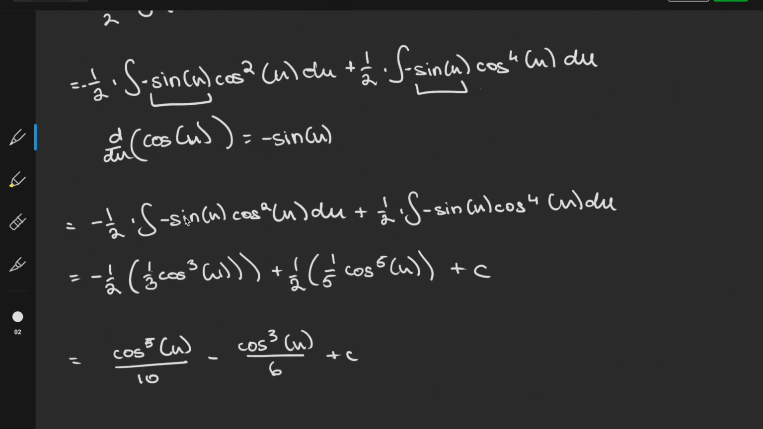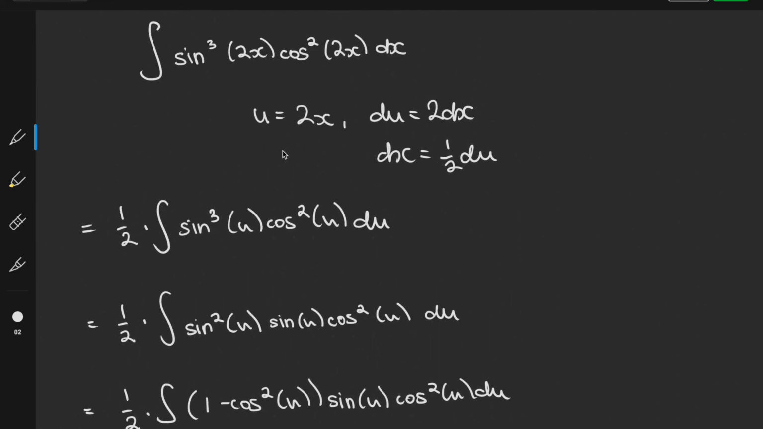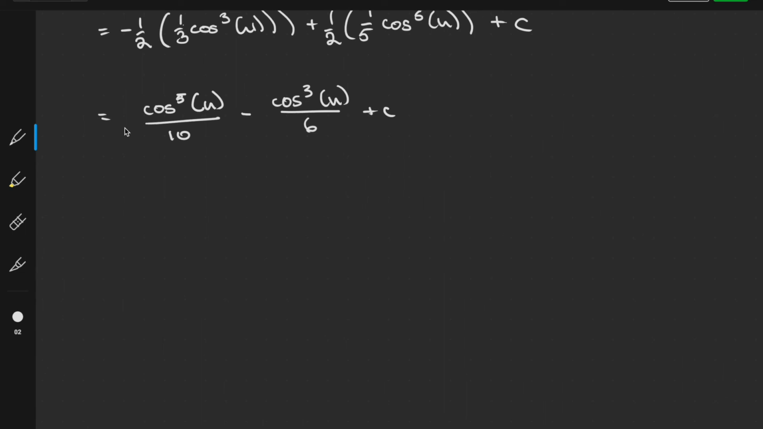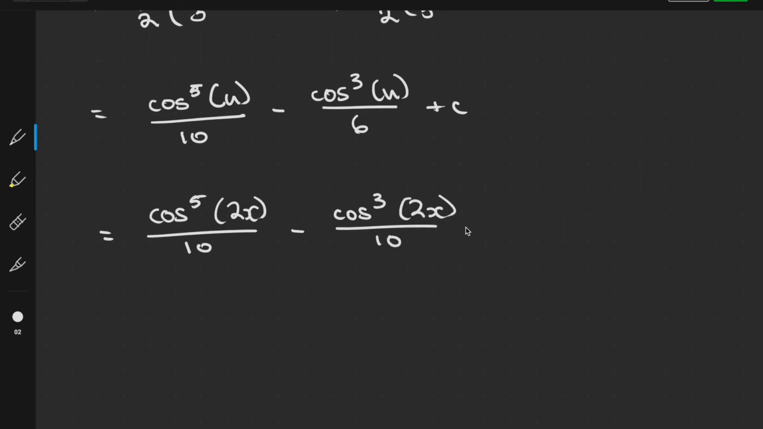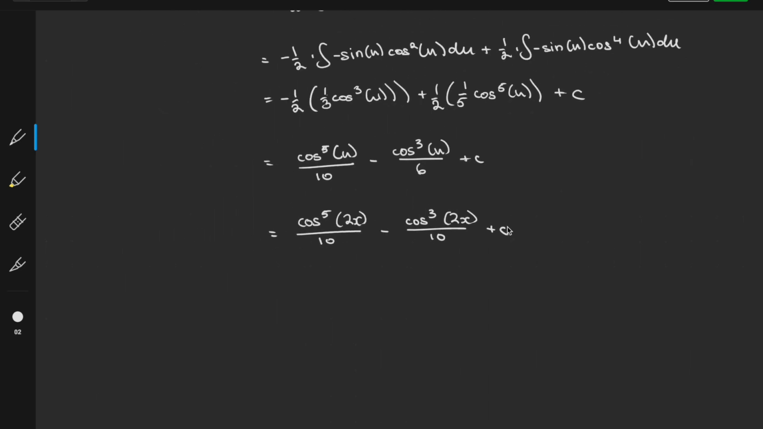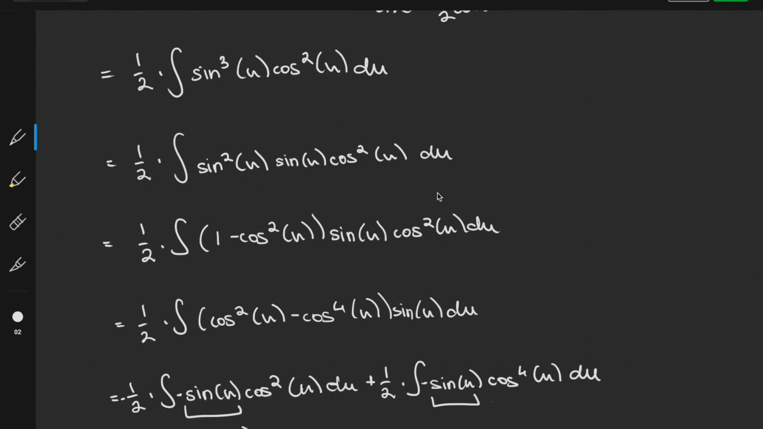But this integral is in u, and we need to now bring it back into in terms of x. So we can just directly go back here. We know that u is equal to 2x. So any of the u's that we see down here, we can just write as 2x, which is, of course, just going to be equal to cosine to the 5th of 2x all over 10 minus cosine cubed of 2x over 10 plus c.